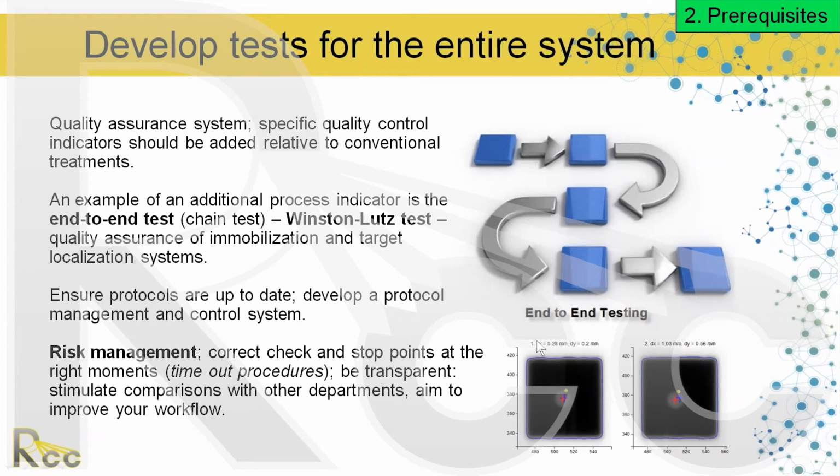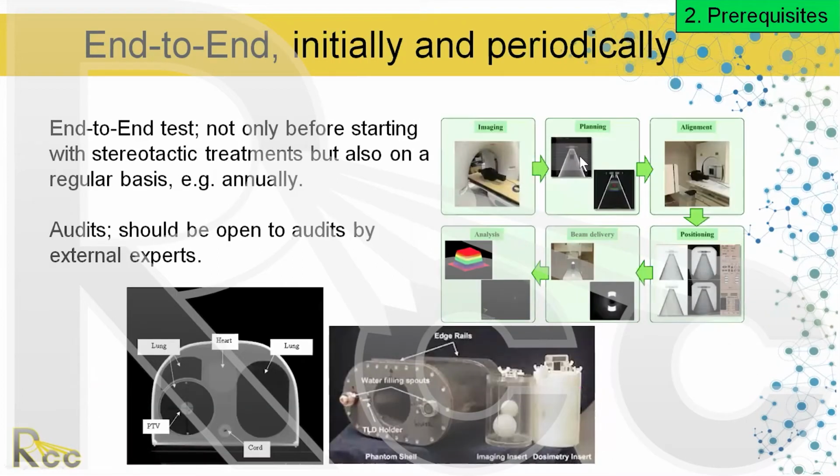So again, risk management, just making sure that you're paying attention to the whole process, and you've got good checkpoints, timeout procedures, and everyone knows what their role is, like making sure that the Winston-Lutz was done before the treatment. So you should do an end-to-end initially and periodically.